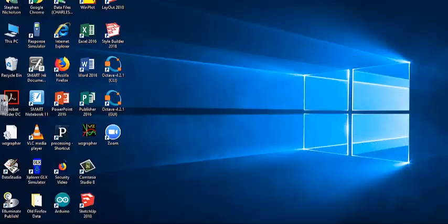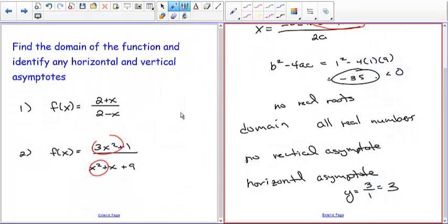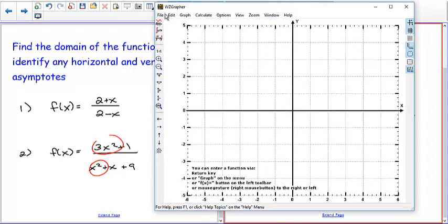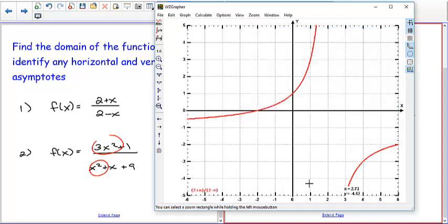And let's open up my graphing program just to show you what's going on here. We'll do both of the functions that we've just done. So this is 2 plus x divided by 2 minus x. So we said there was a vertical asymptote at 2, horizontal asymptote of -1. So let's see if that's true or not.